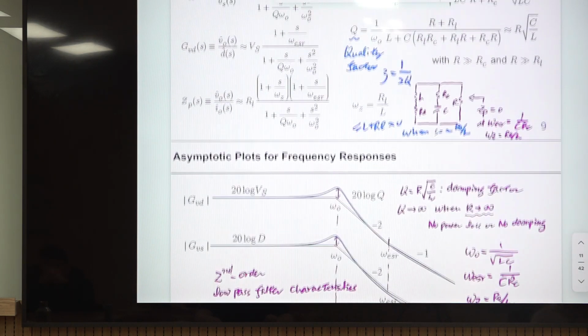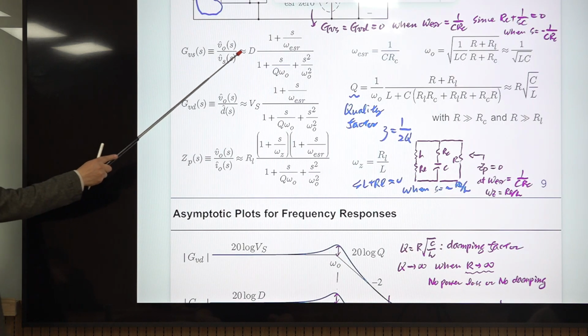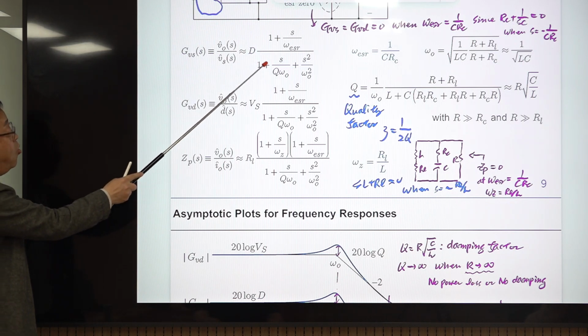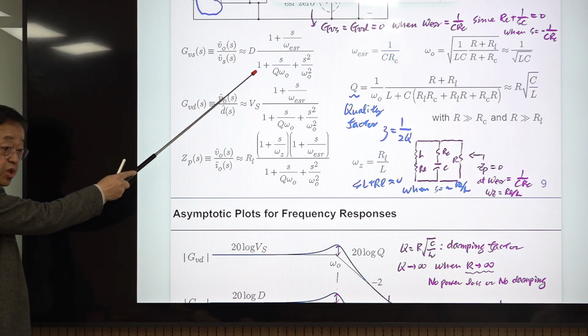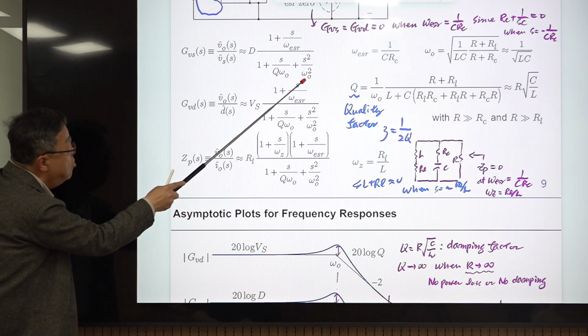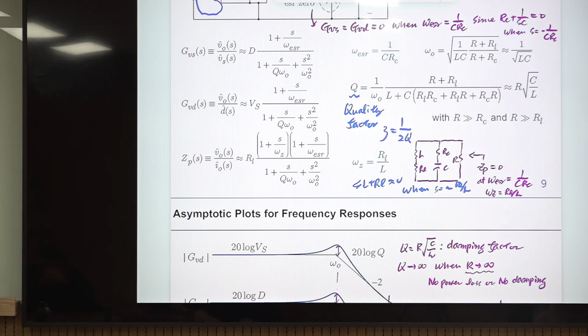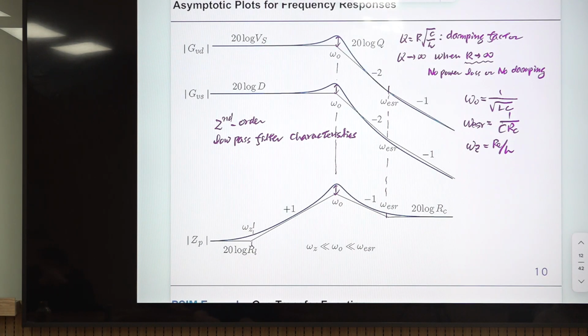Asymptotic plot. Let me take a look at this. This DC is D. Okay. So the low frequency gain starts from 20 log D, and it hits this one, this double pole at omega naught. Okay. Usually the relationship is this one: omega G comes first at very low frequency, omega naught, the double pole frequency, comes in the middle, and omega ESR comes last.